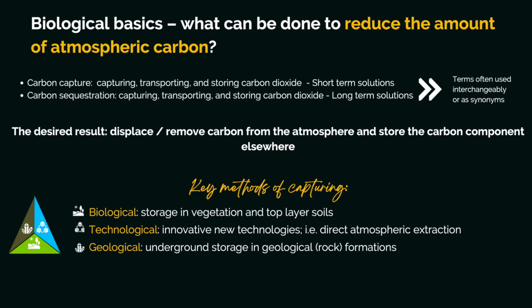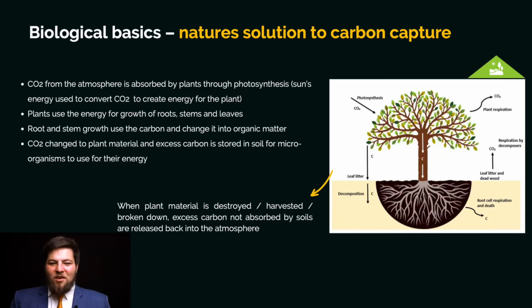There are 3 main ways in which carbon can be displaced from the oxygen. First being biological, which is the storage of carbon in vegetation and topsoil layers. Secondly, technological sequestration through the use of technologies like direct capture from the atmosphere. And thirdly, geological capturing, which essentially involves the natural processes of putting carbon back into historic rock formations.